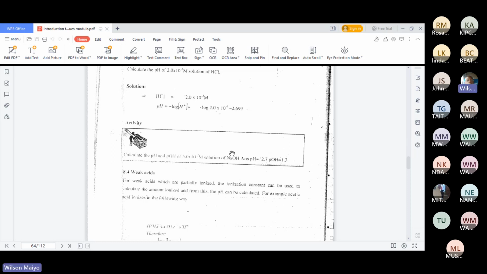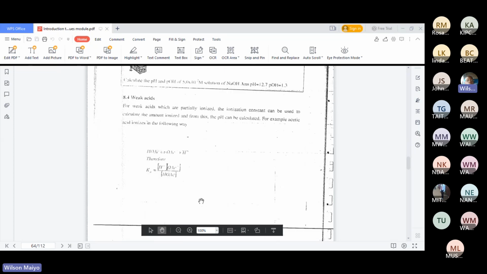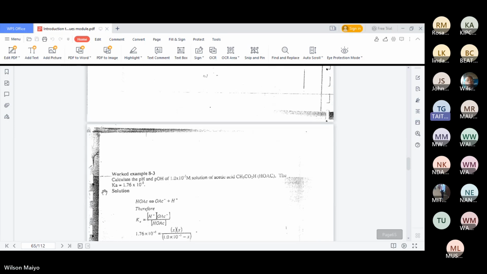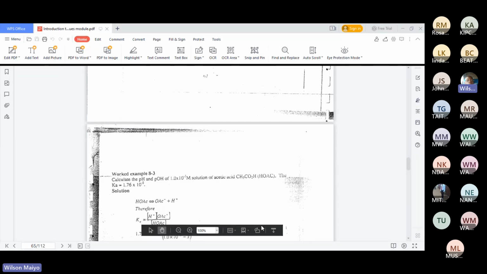But now the challenge comes when you are dealing with weak acids, which I want us to now discuss: getting the pH of a weak acid. For a weak acid, what happens is that weak acids partially dissociate. So whatever concentration you are given for a weak acid, not all of it will go into ionization. Therefore, the ionization constant will be used to calculate the amount that is ionized. Then from there, you can get the pH. You are given an example, I think this is acetic acid. You are supposed to get the pH of a 1.0 times 10 to the power of minus 3 molar solution of acetic acid. The ionization constant Ka is given as 1.76 times 10 to the power of minus 5.